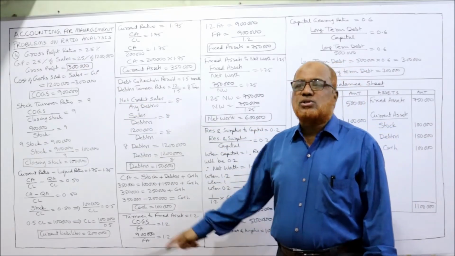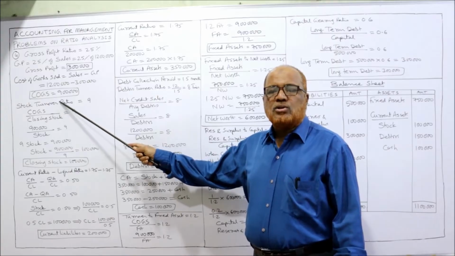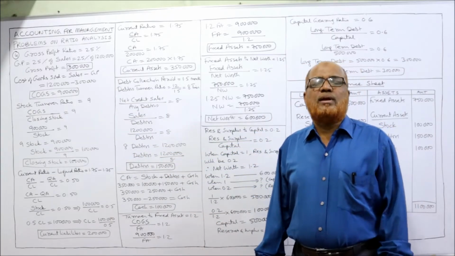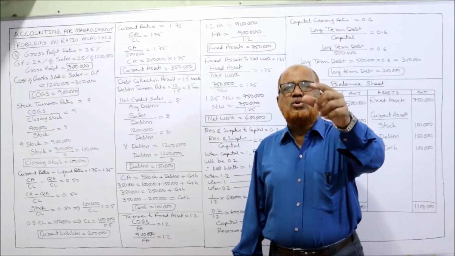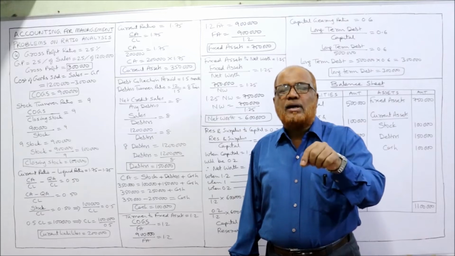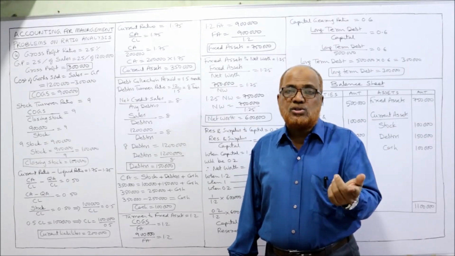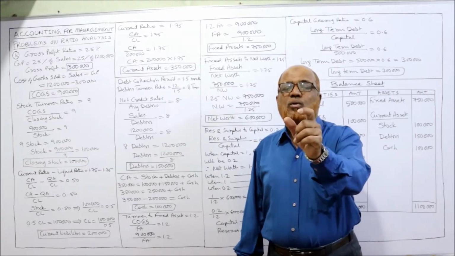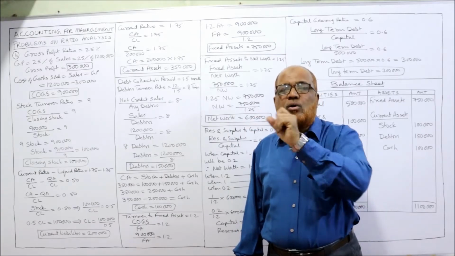Now we make use of the stock turnover ratio. Stock turnover ratio is given as 9. Actually, the formula for stock turnover ratio is cost of goods sold by average stock. But if we can't calculate average stock, we can take the closing stock. In the problem itself, it has specified that the stock turnover ratio is cost of sales by closing stock.